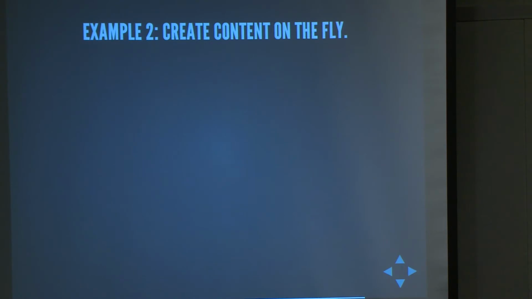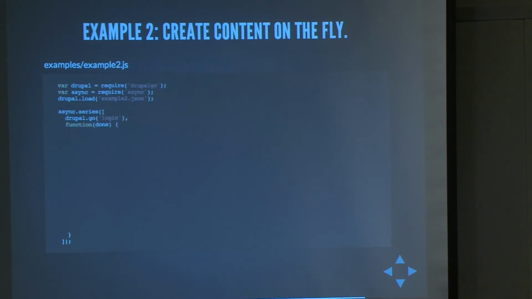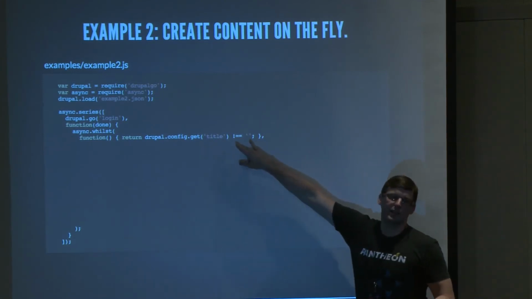Let's actually create content on the fly. So let's create multiple nodes here. So for this, I'm just going to require Drupal Go like I would. I'm going to load the configuration. I'm going to log in. I'm going to use the async whilst here. What I want to do, my objective here, is I want to keep asking for titles until they just don't provide a title. And then I want to fall out. So that's why I'm using the whilst. It's like while they keep giving me a title, I'm just going to create content, which is the actual first callback in the whilst function. It's a callback that is the condition.